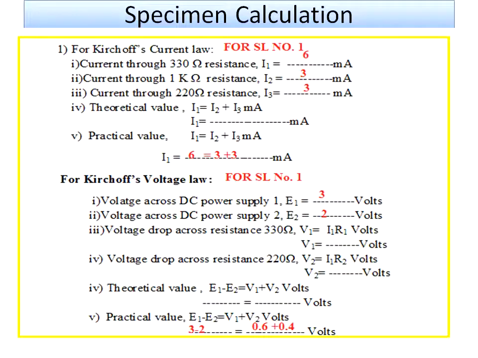After that, you have to show a specimen calculation for any one serial number. This is very important. You have to write in great detail. For KCL, you write for serial number 1. Then all the serial number 1 readings and calculations are shown in detail. Current through the 330 ohms resistance, I1, is 6 milliampere. Current through 1 kilo ohms, that is I2, is 3 milliampere.